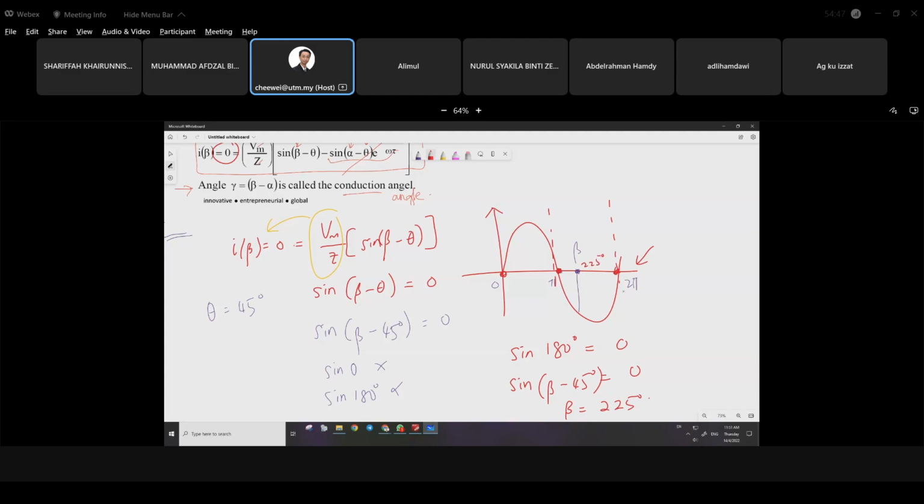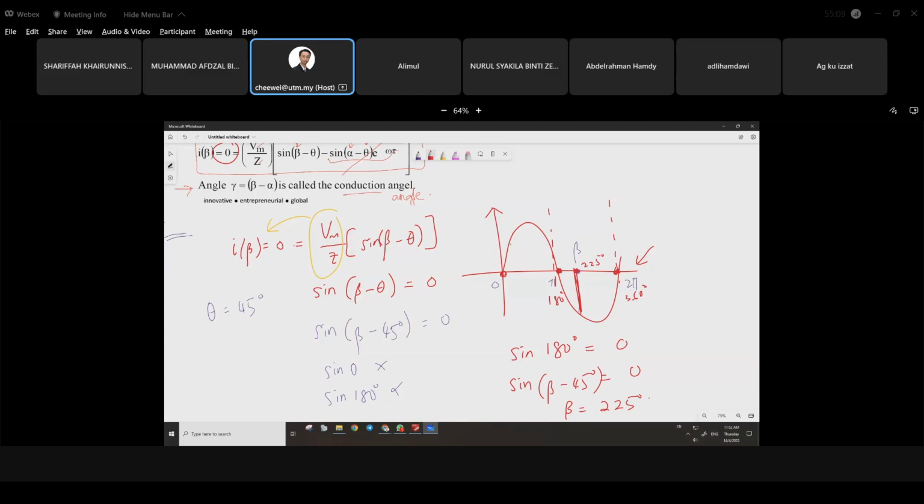360 is here and 180 is here. So it's in between 180 and 360 because we already drew and identified that beta is in this place. So from the equation, you need to be intelligent enough to identify the value of beta. You need to play around with the sine value.